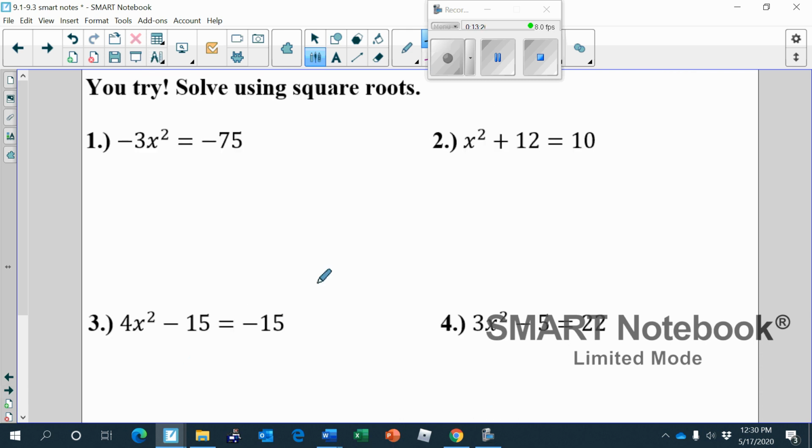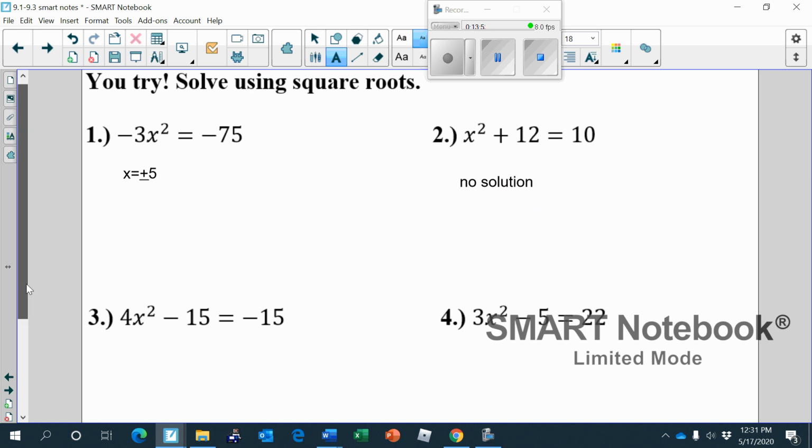All right, here they are. You try them, and then I'll give you the answers. Pause it for a second. Okay, did you pause it and try it? Let's see how you did. For number 1, I got x equals plus or minus 5. For number 2, I got no solution. When I subtracted 12, I got x squared equals negative 2, and you cannot take the square root of a negative number, so it is no solution.